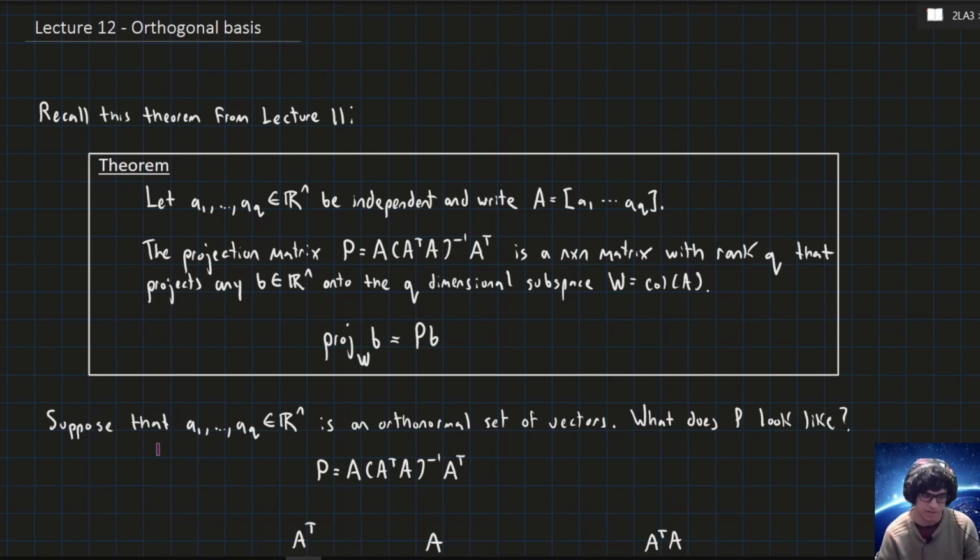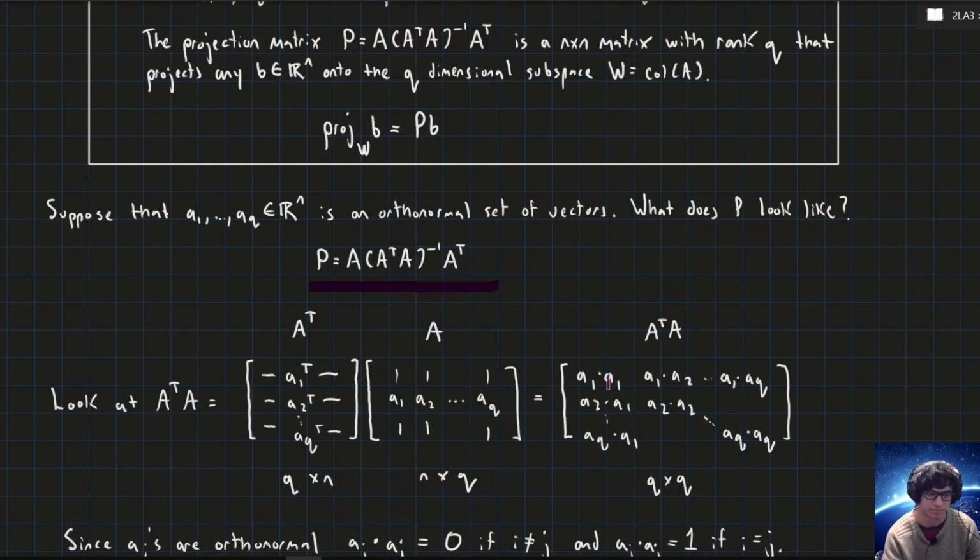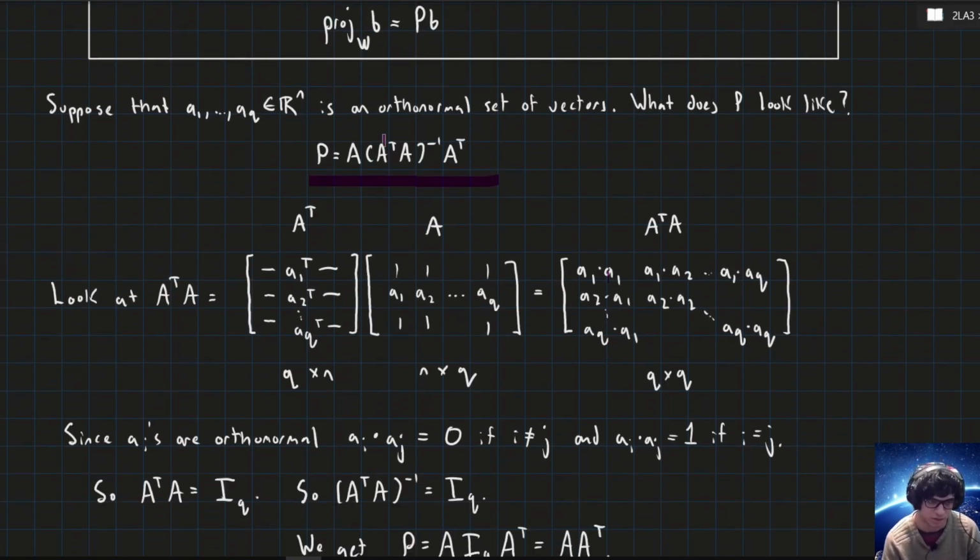Okay, so let's suppose instead that A1 through AQ is an orthonormal set of vectors. Not just independent, orthonormal. What does P, the projection matrix, look like then? So I'm going to use this formula again. Let's concentrate on the middle part here. A transpose times A. What is that going to look like if the A's are orthonormal?